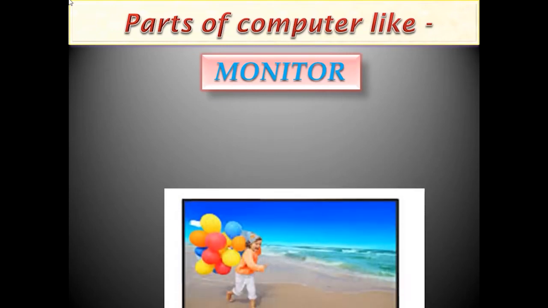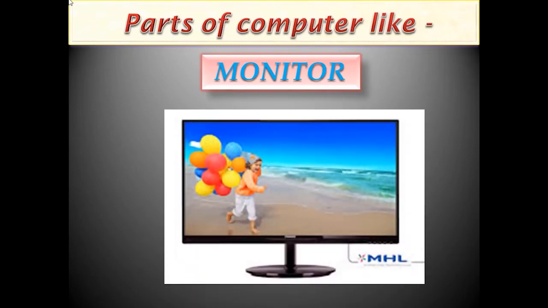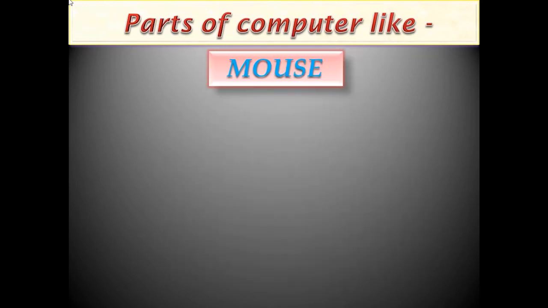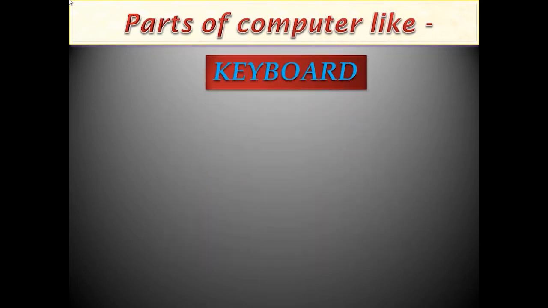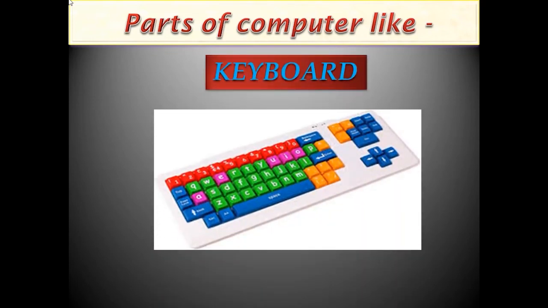Monitor. This is the picture of monitor. Whatever we type with the help of keyboard and mouse is displayed on monitor. Mouse. Children, this is the picture of mouse. With the help of mouse we can draw pictures and we can select the icons on the desktop. Keyboard. This is the picture of keyboard. With the help of keyboard we can type alphabets and numbers.